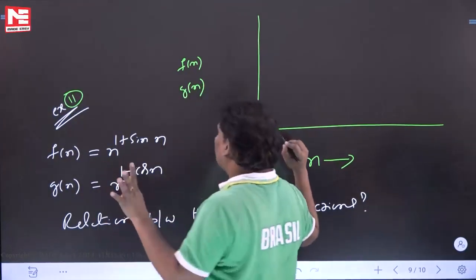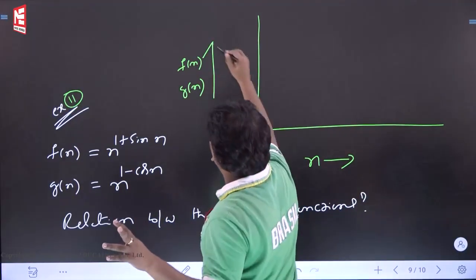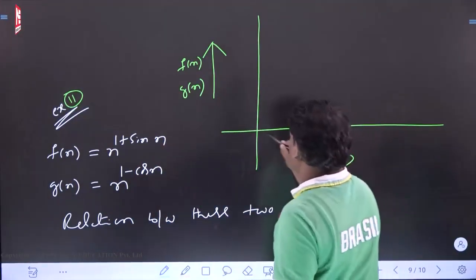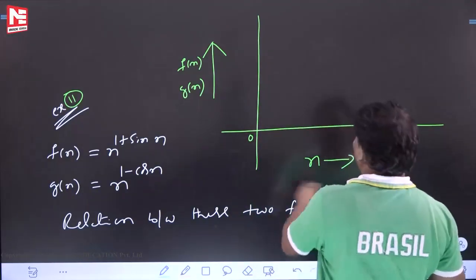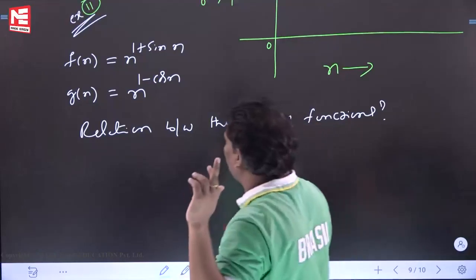You can do whatever way you want, no objection at all. I will explain roughly, please be careful. It is 0. N value this side, F and Gn is that side, that's okay. Now let me ask you one small question.